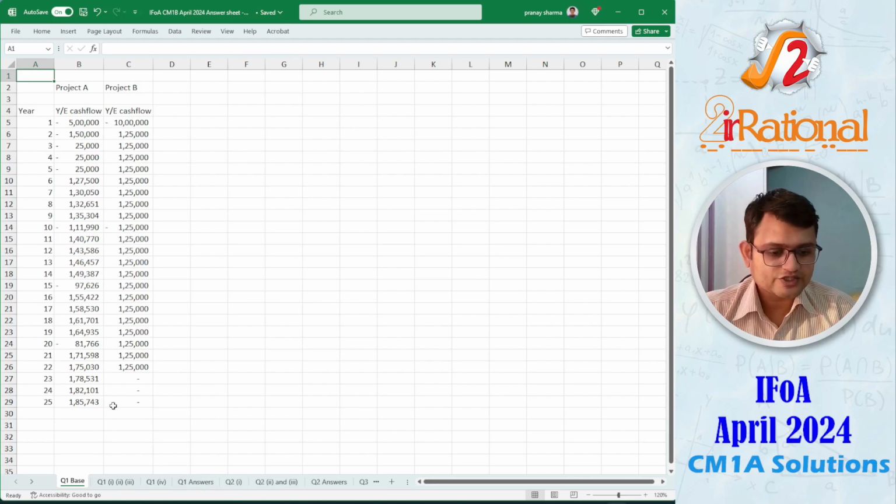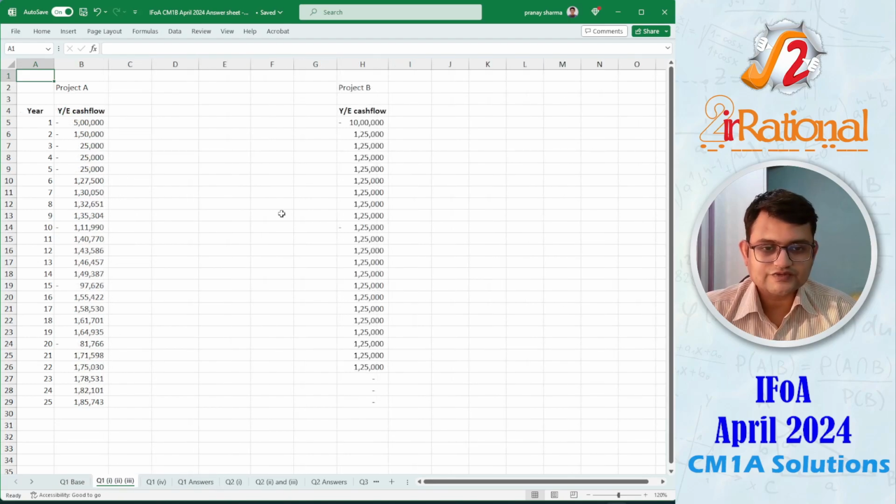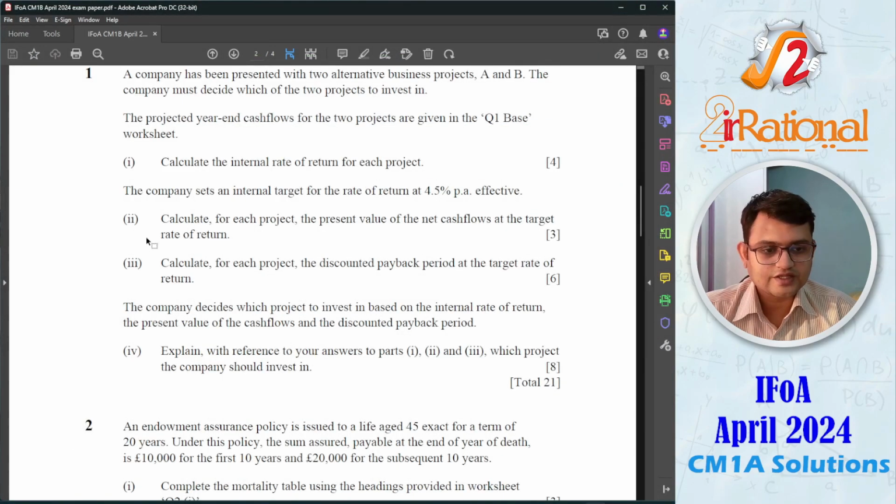Now here is our base sheet. Those cash flows are also given here, and we are supposed to solve 1, 2 and 3 together. We'll read the second and the third part as well. The company sets an internal target for the rate of return at 4.5% per annum effective. Calculate for each project the present value of the net cash flows at the target rate of return, that is NPV. And third, calculate for each project the discounted payback period at the target rate of return. So we have to find IRR, then NPV and DPP at 4.5% per annum.